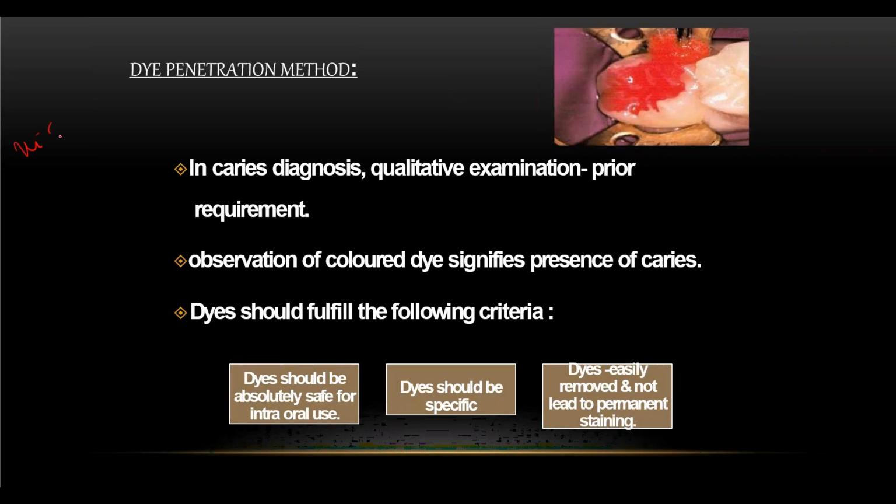So, the visual method. Why is the visual method important? With the visual method you are able to see without using any extensive method. It is non-invasive. Just by looking at the tooth surface, you will be able to diagnose whether the caries is present or not. But what are the disadvantages of this method? Yes, disadvantages.